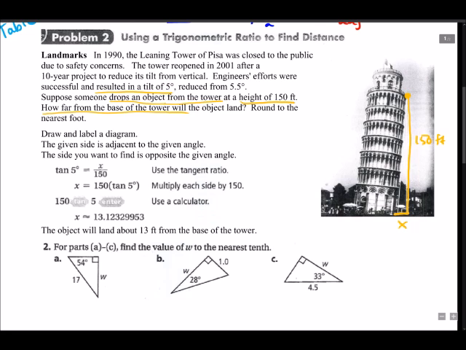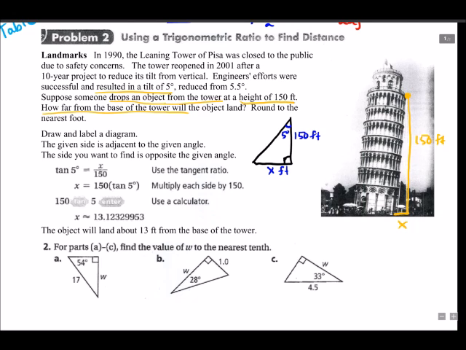So you can see we have a triangle, and I'm going to redraw my triangle here and make it a little bit easier to deal with. So we know that this is 150 feet. We know this is x feet, and we know this angle here is 5 degrees. So we want to figure out how to solve this. What's the first thing we do?